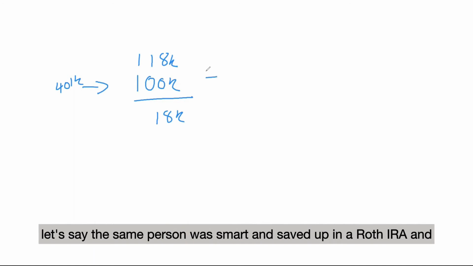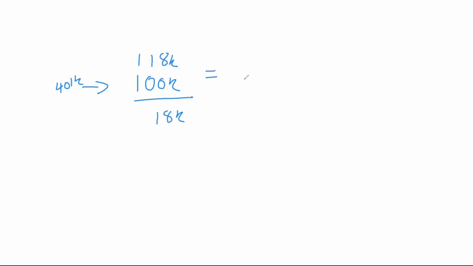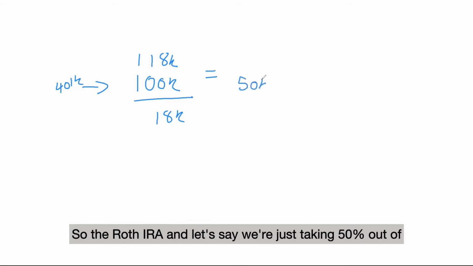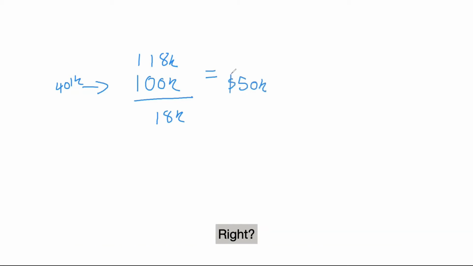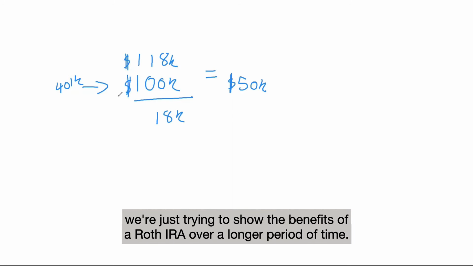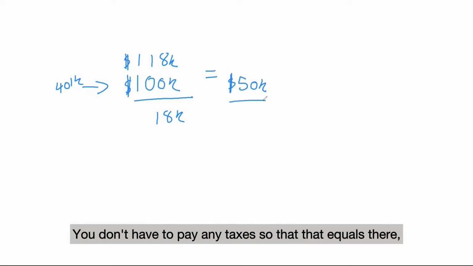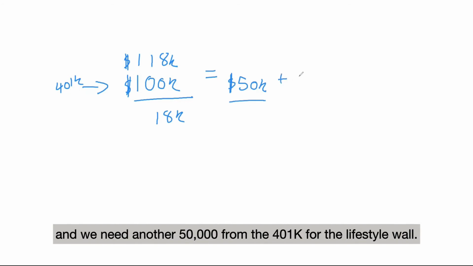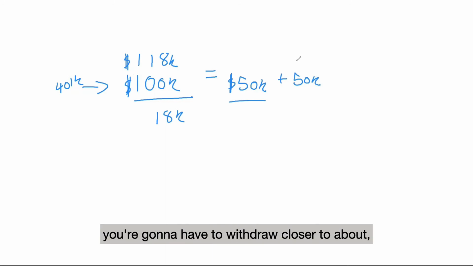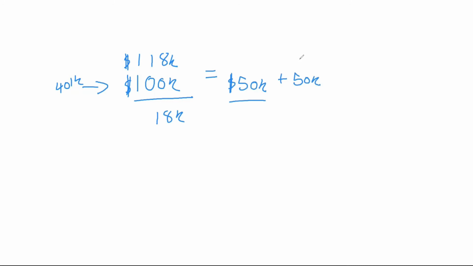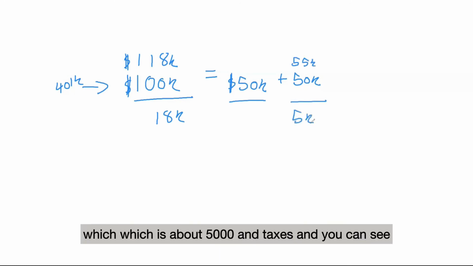Now, let's say the same person was smart and saved up in a Roth IRA and a 401k. So the Roth IRA, and let's say we're just taking 50% out of both, right? So this example, we're just trying to show the benefits of a Roth IRA over a longer period of time. So the Roth is tax-free. You don't have to pay any taxes, so that equals there. And we need another $50,000 from the 401k for the lifestyle. Well, actually, you're going to have to withdraw closer to about, let's say, $55,000, which is about $5,000 in taxes.